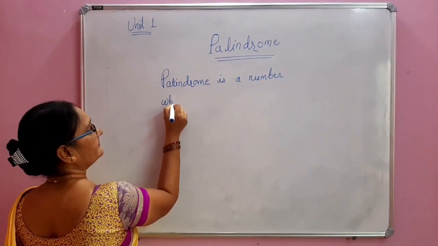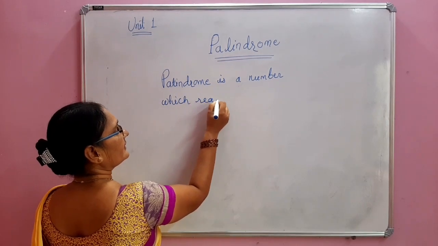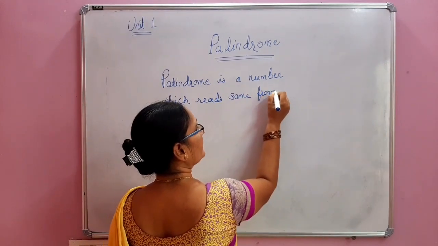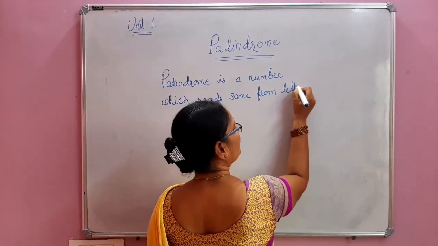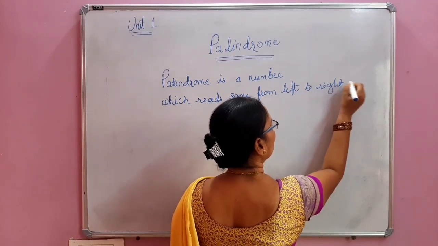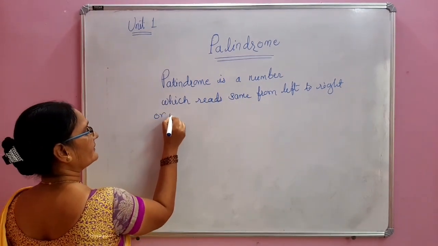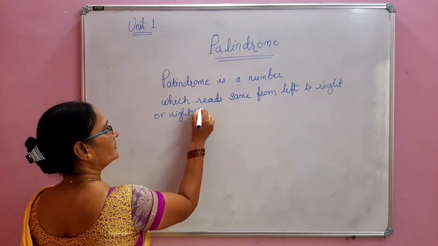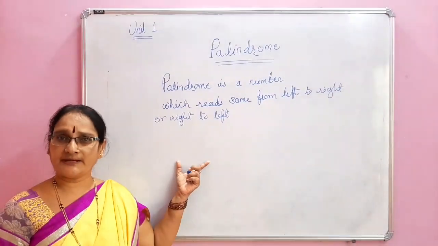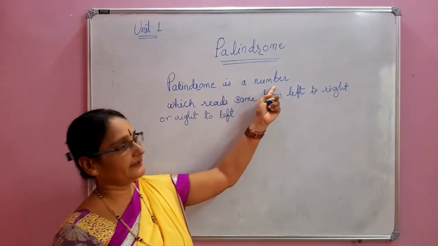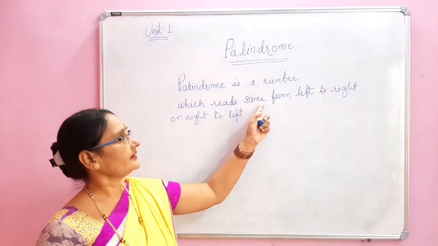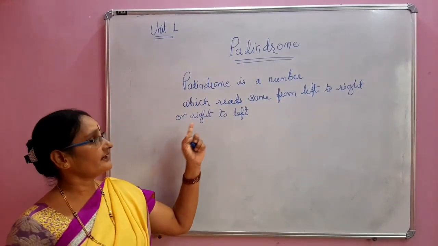Palindrome is a number which reads the same from left to right or right to left. See here children, the definition itself explains that a palindrome is one number which reads the same when read from left to right or right to left.